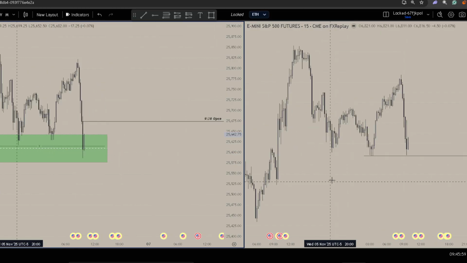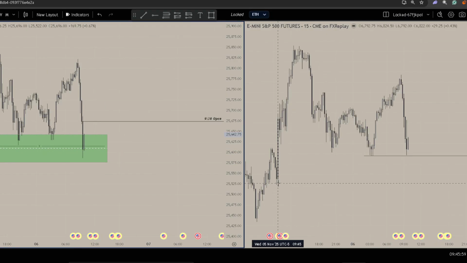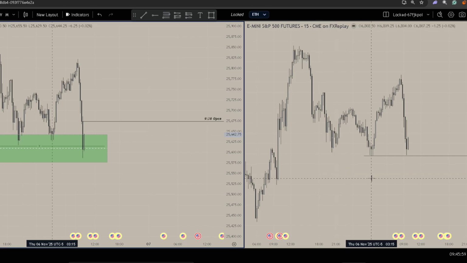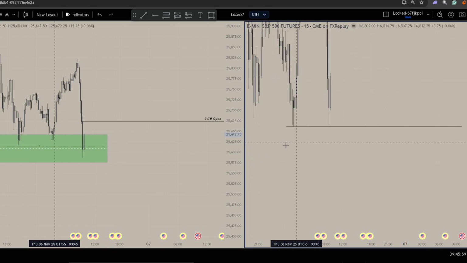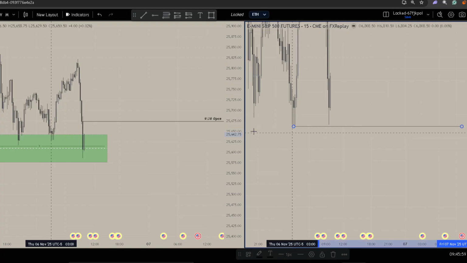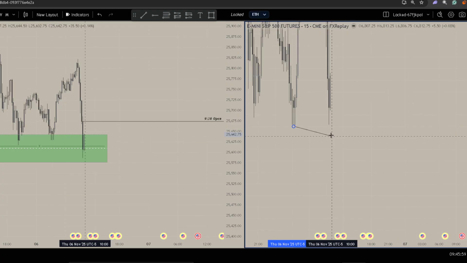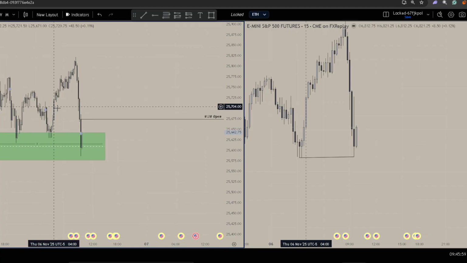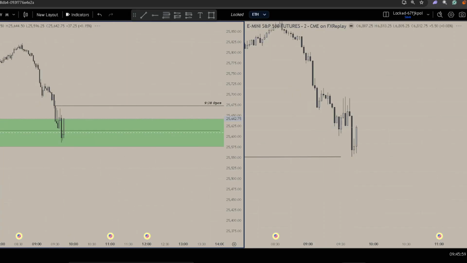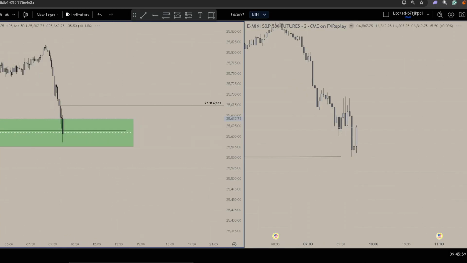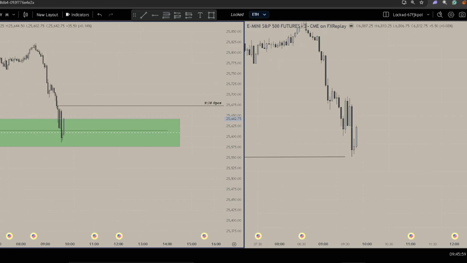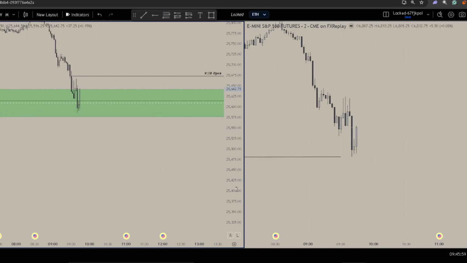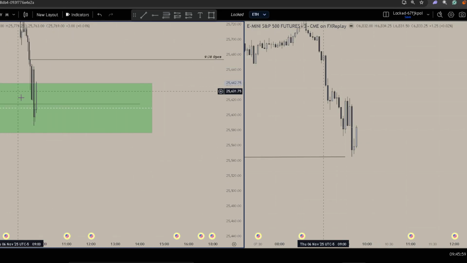Do we have any SMTs at the lows? Negative. No SMTs. Wait, we do have an SMT right here. Boom. So this is our SMT. We could use this to trade back up. The higher time frame IFVG would be the 3 minute, but that's really close. That's really tight.